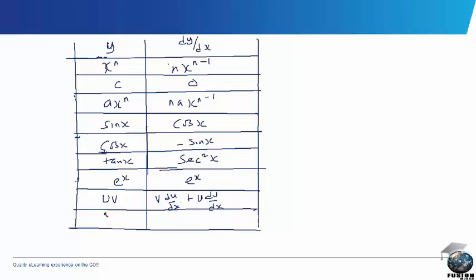What if the two functions are related by division, u over v? You keep the denominator constant and differentiate the numerator, and then you keep the numerator constant and differentiate the denominator, all over v squared. We'll carry out examples on this, and then you will understand better what we mean.